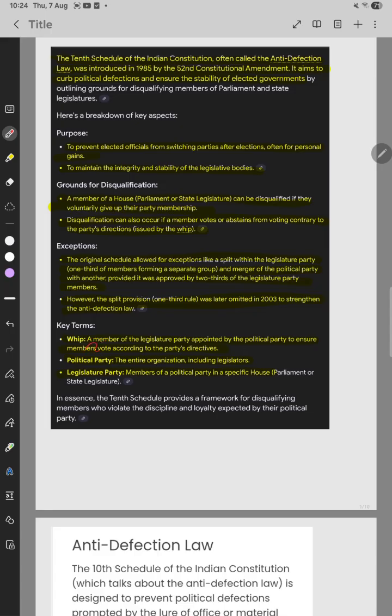Key terms: whip, a member of the legislature party appointed by the political party to ensure members vote according to the party's directives. Political party: the entire organization including legislatures. Legislature party: members of a political party in a specific House.